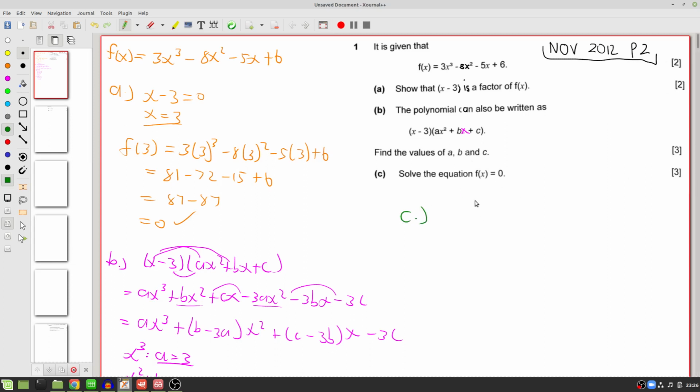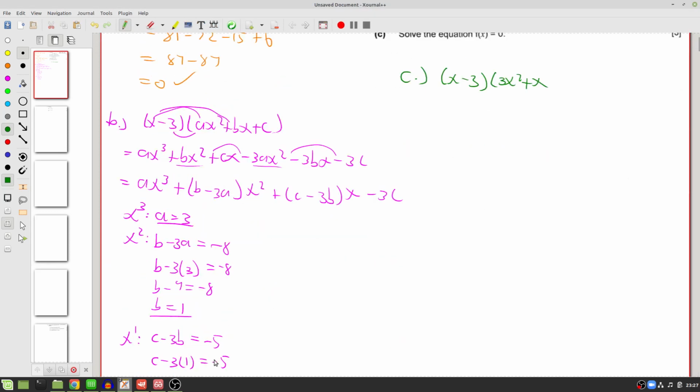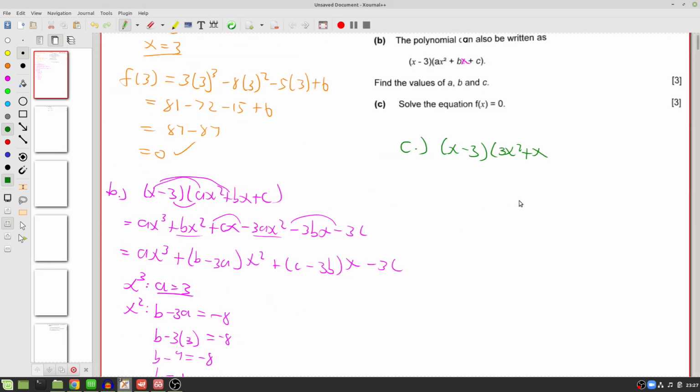Question c, last one left. Now this tells us to just solve the equation f of x equals 0. We already know f of x can be written as it is here. So I'm going to say f of x is x minus 3 times ax squared plus bx plus c. But we already know what a, b, and c are. a was 3, so ax squared becomes 3x squared. b is 1, so bx becomes 1x. And c is negative 2, so c becomes negative 2. And that's still equal to 0, so here we've got f of x equals 0.